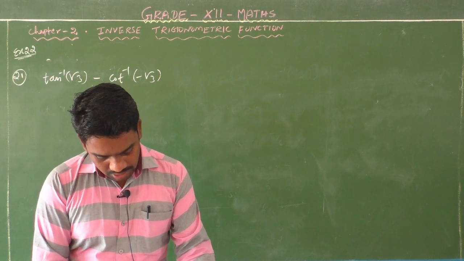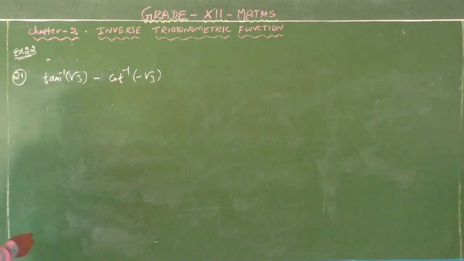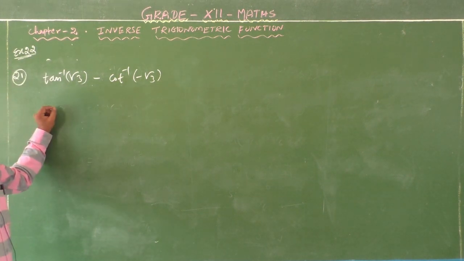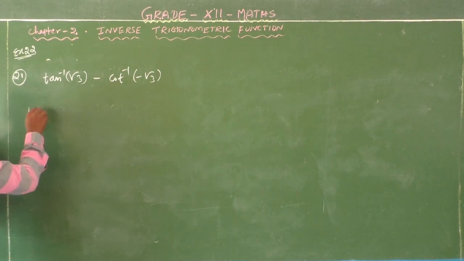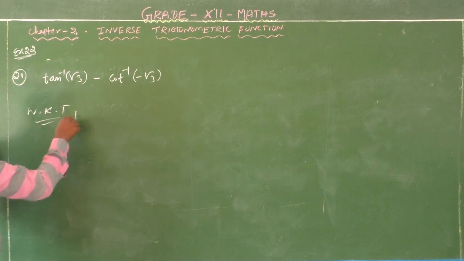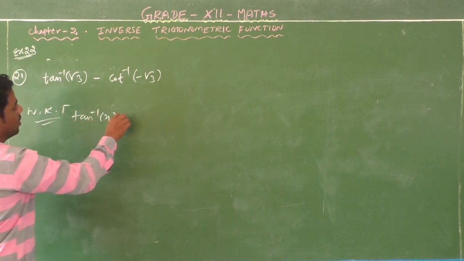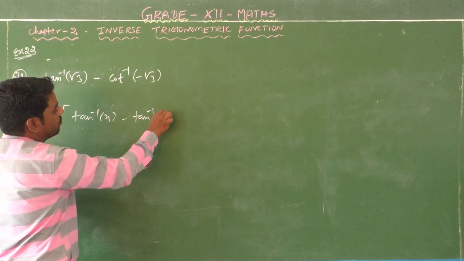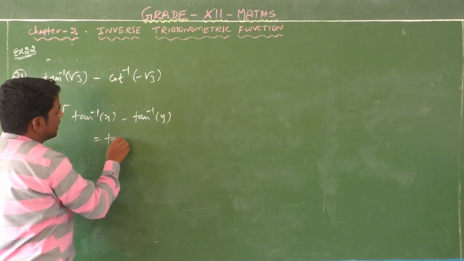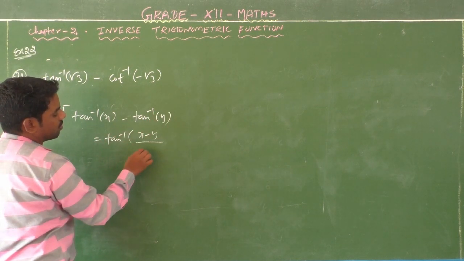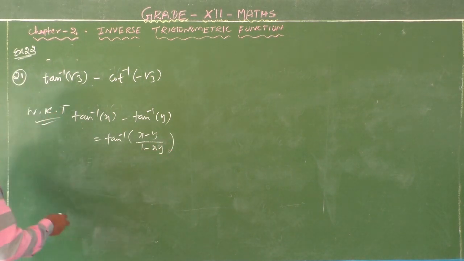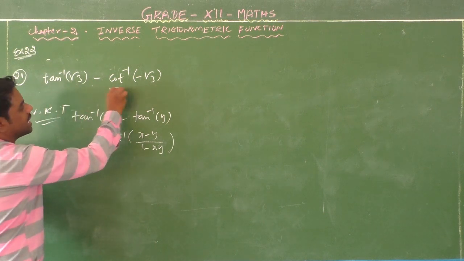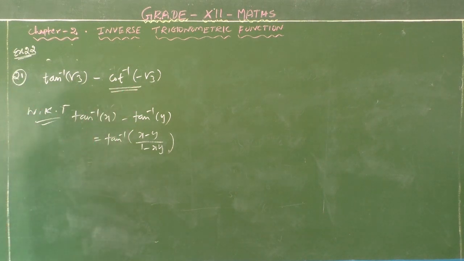Right. Listen. You know the property of tan inverse. We know that tan inverse of x minus tan inverse of y is equal to tan inverse of x minus y divided by 1 plus xy. So change this into the format tan inverse x minus tan inverse y. Here we have cot inverse of minus root 3.